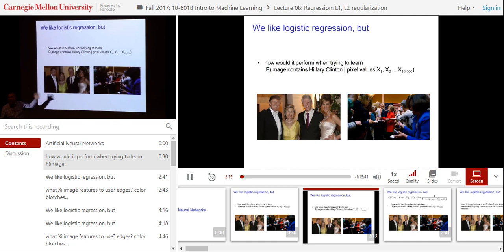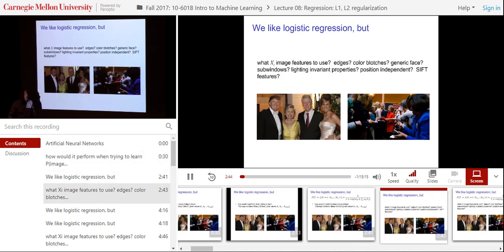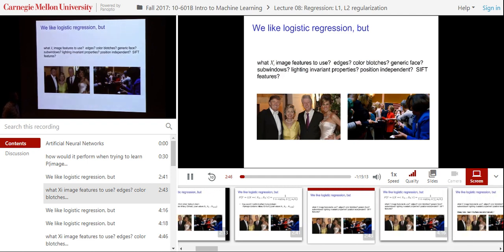And anyway, you probably wouldn't try this, but if you did, it really won't work very well. At the heart of the problem is that these individual pixels are not the right features to be using if we're going to train logistic regression. And so for many years, computer vision researchers have looked at the question of what are the features that we should use for classifying images.